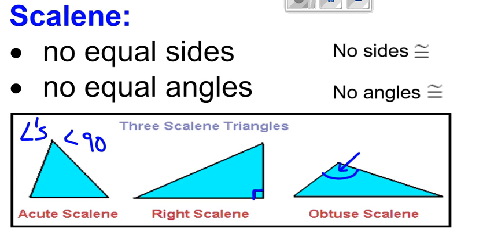So this angle right here is greater than 90. But the other 2 angles will have to be acute angles because, as you know, the sum of the angles has to be 180. So whatever this one and this one are, they are going to have to add up to 90. So they both have to be acute.